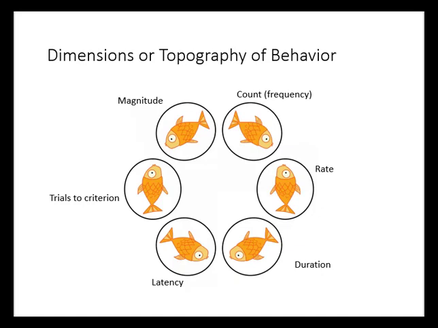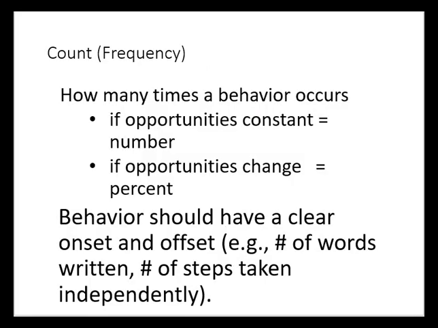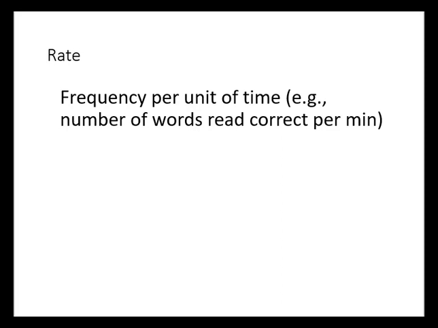Let's analyze the dimensions of behavior using the 6 categories: count, rate, duration, latency, trials to criterion, and magnitude. Count or frequency refers to how many times a behavior occurs. Note that this should be a behavior that has a clear onset and offset. For example, number of words written, number of steps taken independently. If the opportunities are constant across observations, then we can simply report a number. If the opportunities change across observations, then we would report our count or frequency as a percentage.